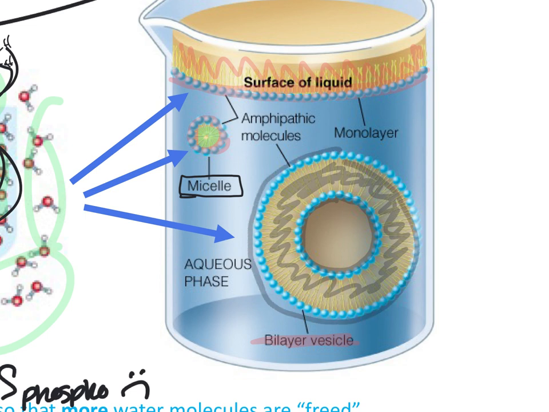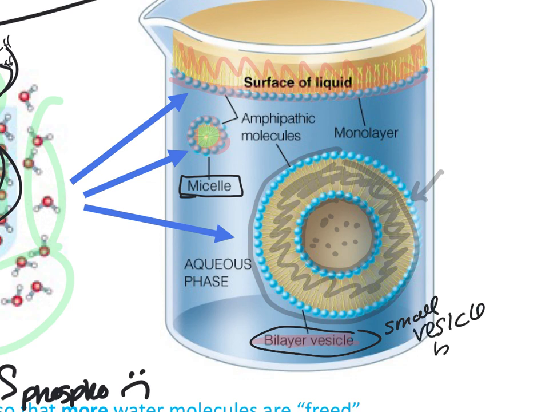So it can still interact with water, but on the inside here, you can put all sorts of interesting polar molecules and trap them in. You can transport them places. I'll call this one, because it's small, a vesicle. A vesicle is just a small bilayer. It can fit inside a cell.